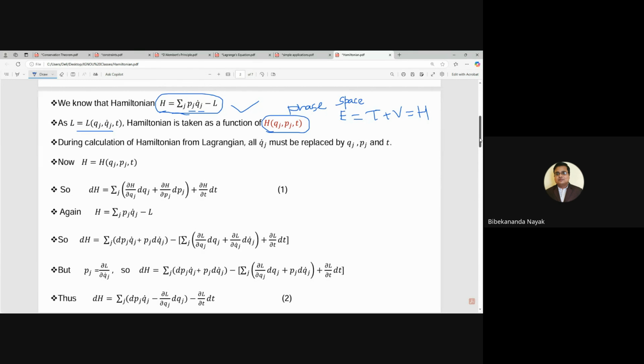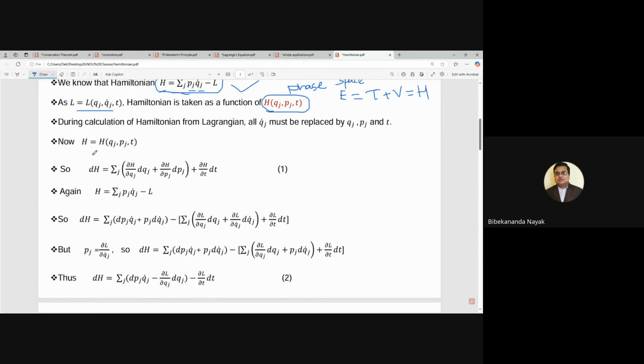There are a set of Hamiltonian equations. If the Hamiltonian H is a function of qj, pj, t, then dH is equal to the sum over j of del H by del qj dqj, plus del H by del pj dpj, plus del H by del t dt. But we know H is equal to this, using this formula.